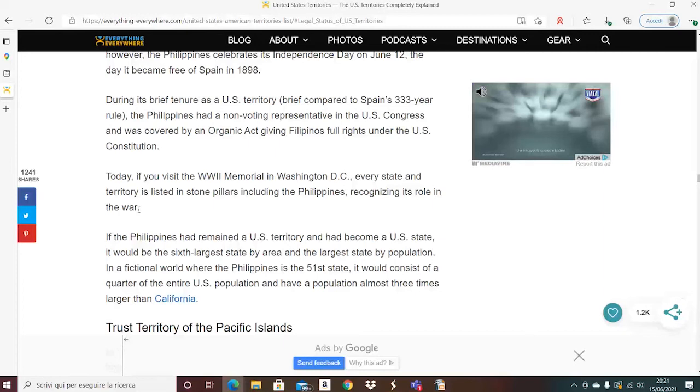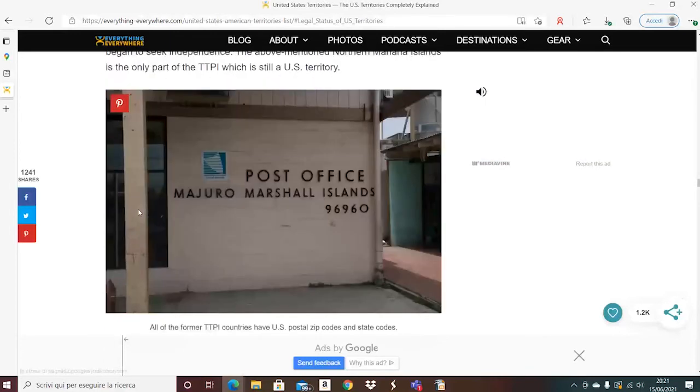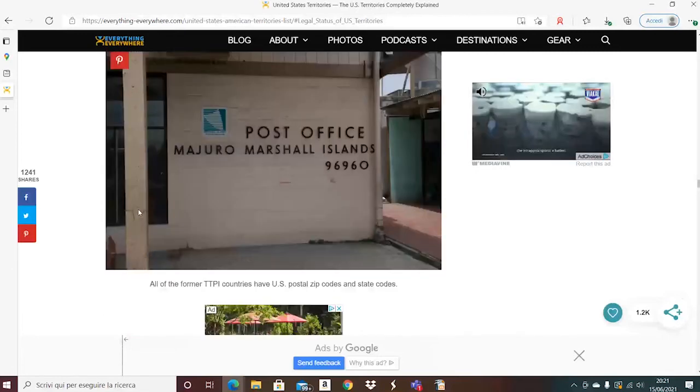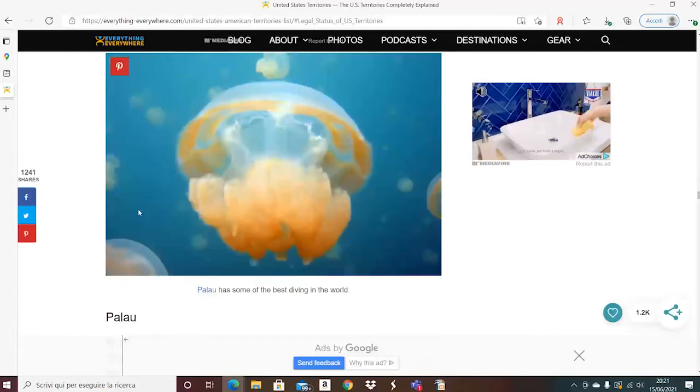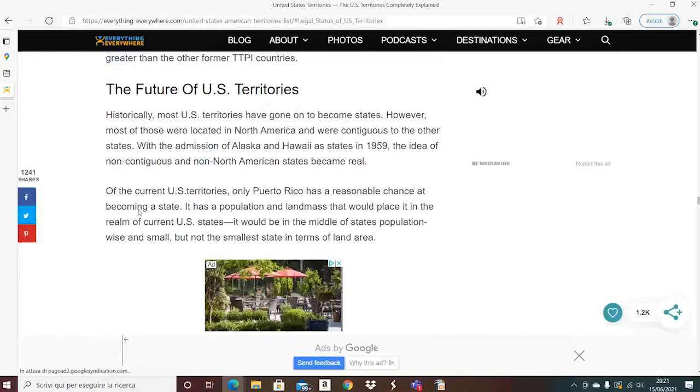Yeah, I guess that the other territories are just like tiny islands. Yeah, I guess so. Marshall Islands, Micronesia, Palau. So that's all of the US territories.